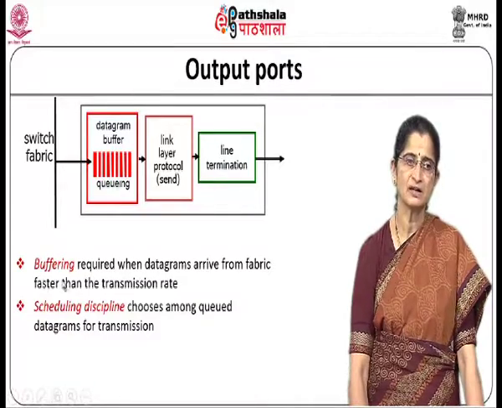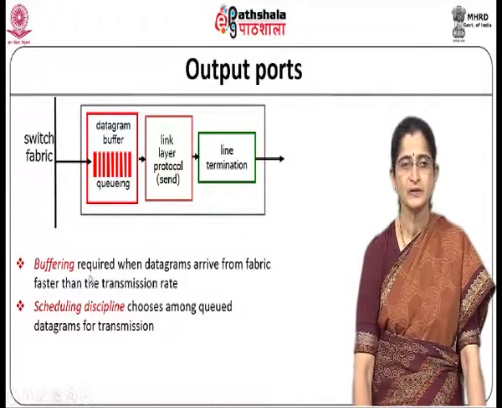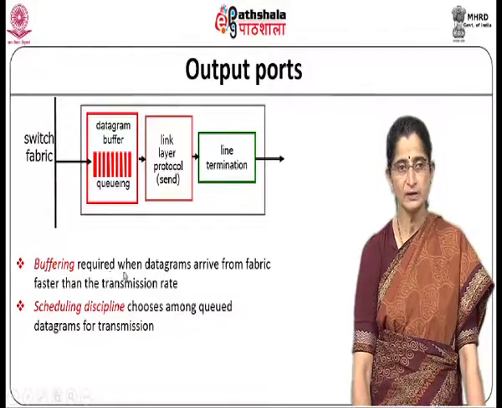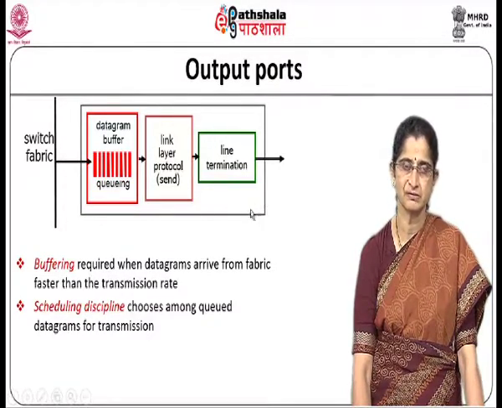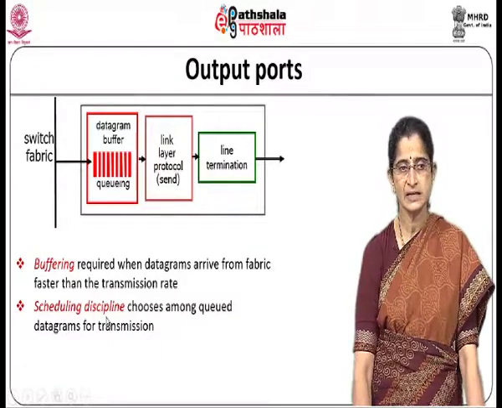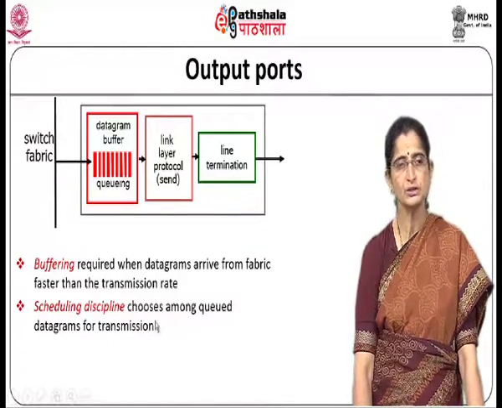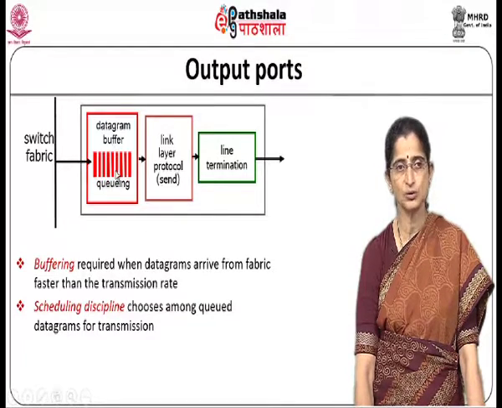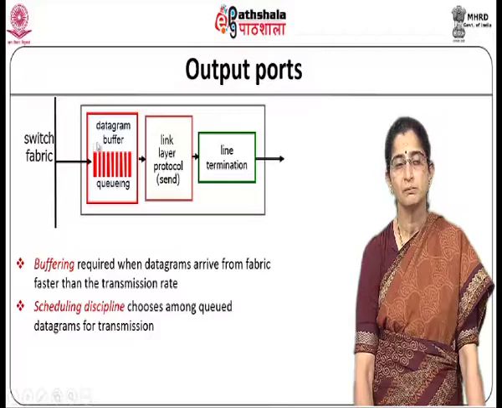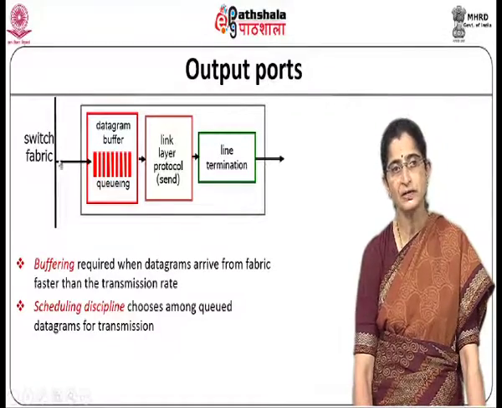Basically, what happens here are two things, buffering and scheduling. Buffering is required when datagrams arrive from the fabric at a rate which is faster than the transmission rate. And scheduling discipline is the one that is used to choose among queued datagrams for transmission. It may not be a single queue that you have here, but you could have multiple queues for data coming in from different input ports.